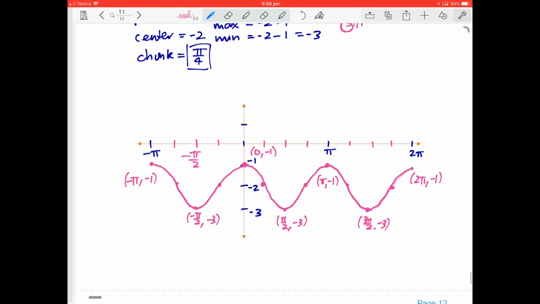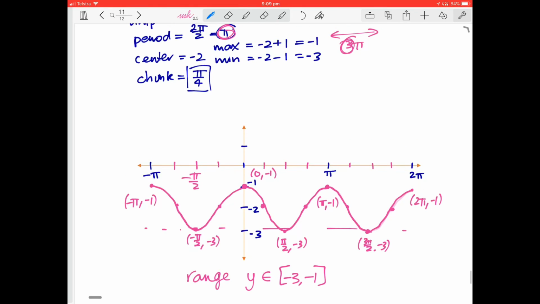Okay, so we see 3 full graphs. Our range, y is an element of... Our lowest value we know is negative 3. Our highest value we know is negative 1. So that's our range. And our domain, of course, was given to us in the question.